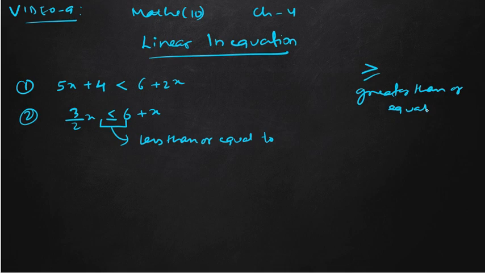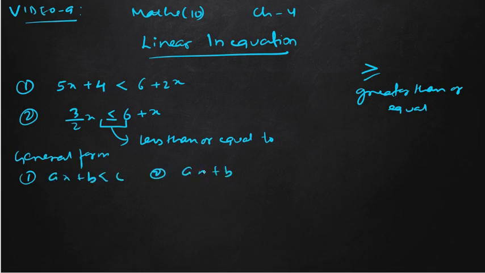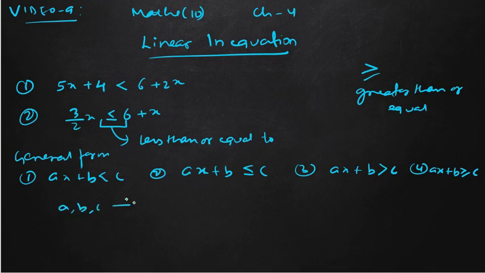Okay, so in this way we will learn. So the general form you can see in page number 31. The general form will be like ax plus b is less than c, or ax plus b is less than equal to c, or ax plus b is greater than c, or ax plus b is greater than equal to c. So this will be the four forms of linear inequalities where a, b, c are all constants. Constant means they will be some numbers only.